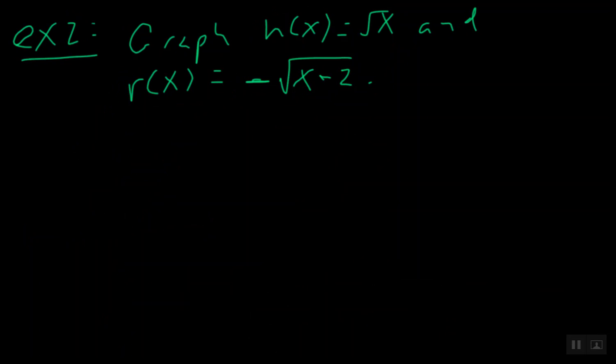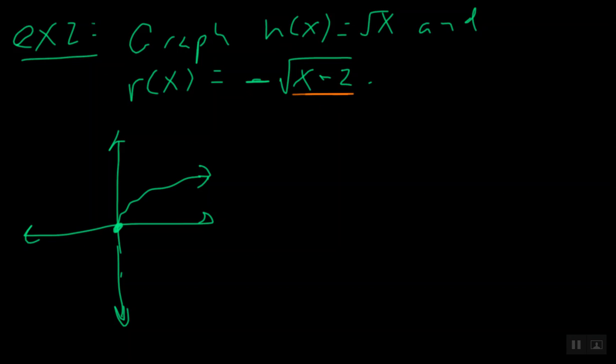For example 2, it says graph h of x, which is equal to the square root of x, shifted. Remember, the square root of x is our parent function. It starts at the origin, and since it's a square root, it'll be the left side of a quadratic rotated 90 degrees to the right. We always want to start with finding our vertex, and I see that inside my grouping I have x minus 2. Whatever's inside the grouping, we always set equal to 0, so I add 2 to both sides, and x is equal to 2.